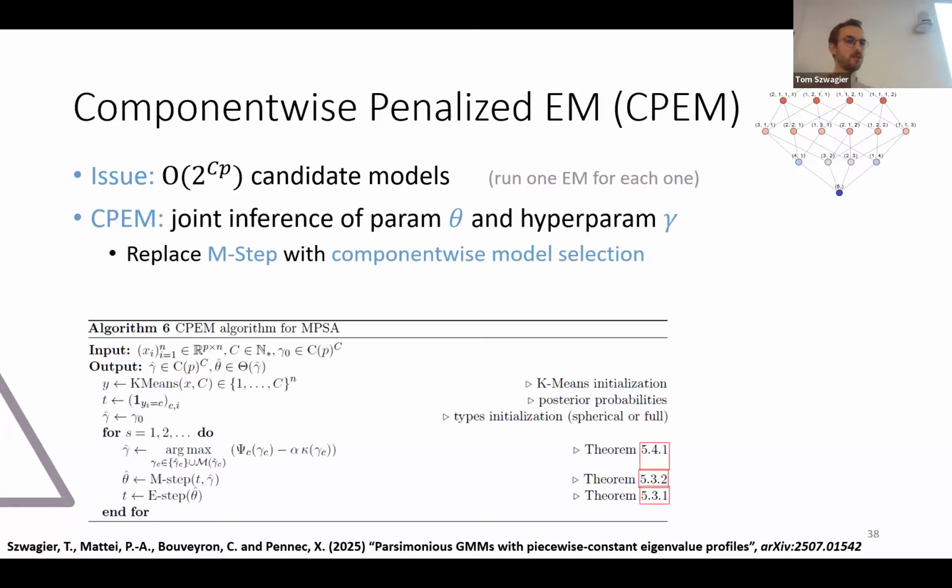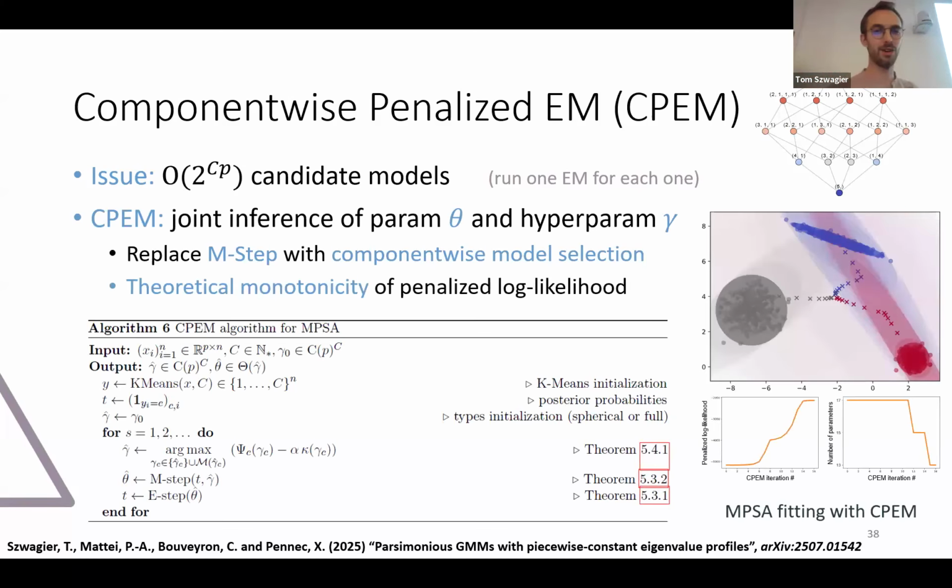What we would like to do is instead a joint inference of the parameters and the hyperparameters, that are the eigenvalue multiplicities. What we would like to do, ideally, would be to replace the maximization step with some sort of component-wise model selection, meaning that we would use what we presented in the previous sections for each cluster. And what is nice is that we get the result that if we do that well, then we can guarantee the theoretical monotonicity of the objective function along the iterations of our variant of the EM algorithm. We call this one the component-wise penalized EM.